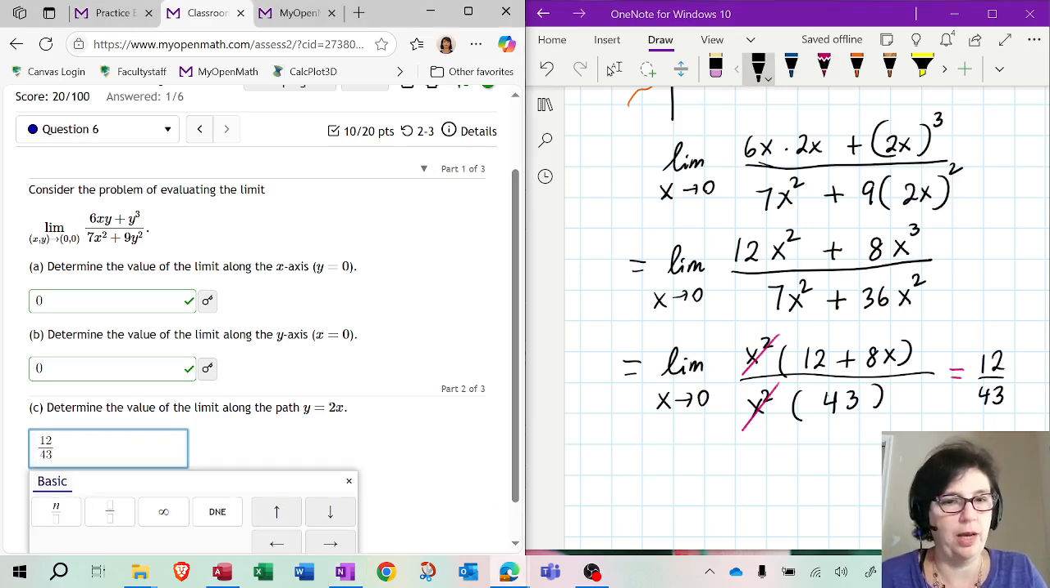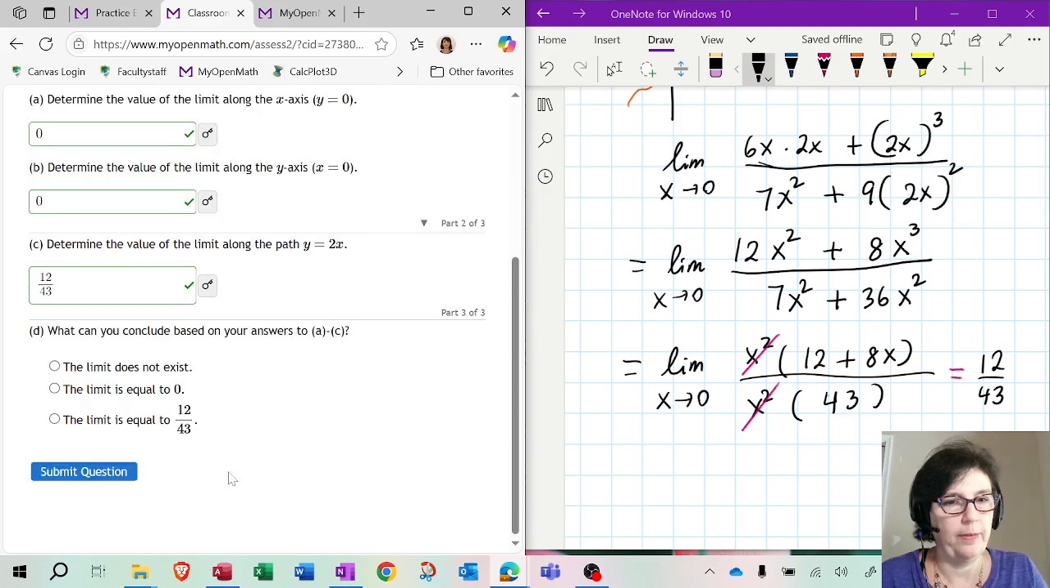Let's check that out. Okay, now we did get a contradiction. Even though the answers along the x-axis and the y-axis were the same, we did find another path which did not give us 0, which means that the limit cannot possibly exist, because if it did, all of our answers from all the various paths would have to be the same, but they're not. So that just means that the limit doesn't exist.